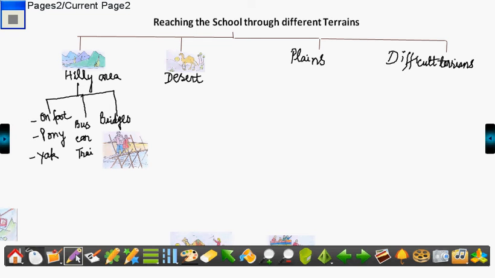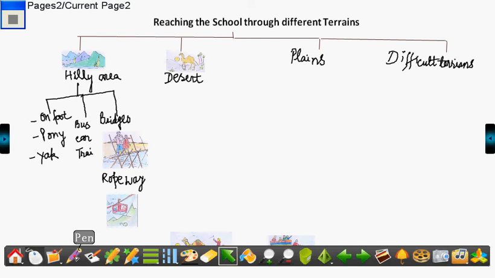So we use bridges here. Another very common mode of transport where you have to cross hill and valley is the ropeway. So how does a ropeway look like? We have a picture of ropeway here. So this was all about the hilly area.